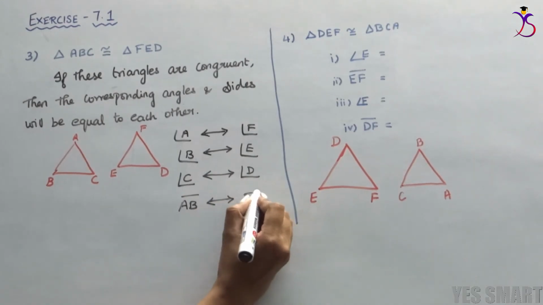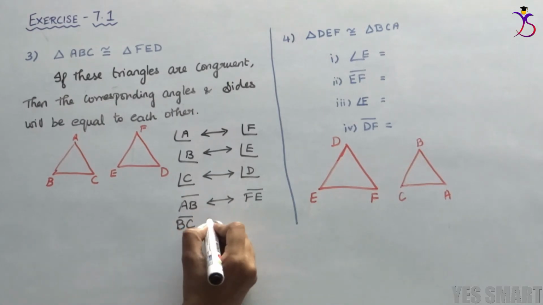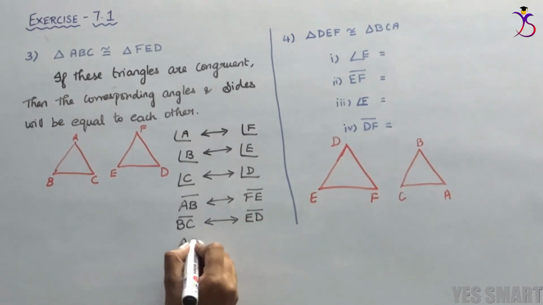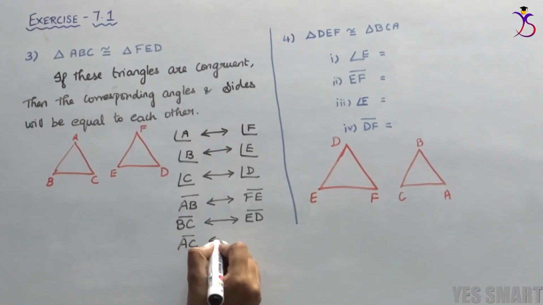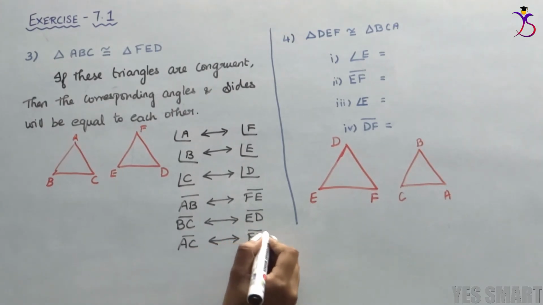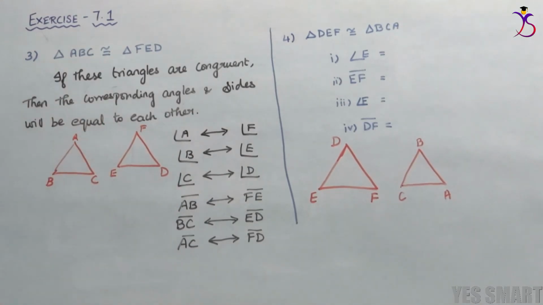FE. Now let's take the base side. BC is the corresponding side to the base side of the other triangle, ED. Now the last side of the triangle, AC, is the corresponding side to FD. So we have completed the three angles and three sides of a triangle and its corresponding parts. So that's it. Now let's move to the fourth sum.